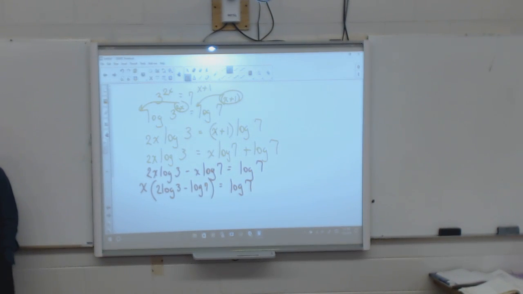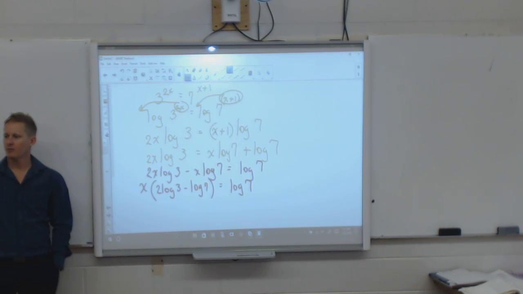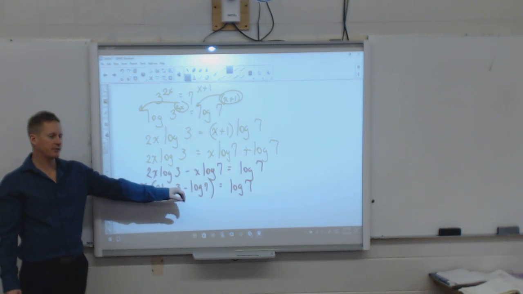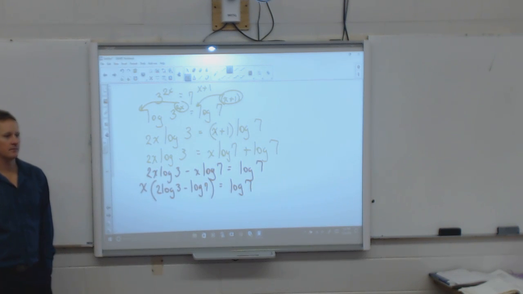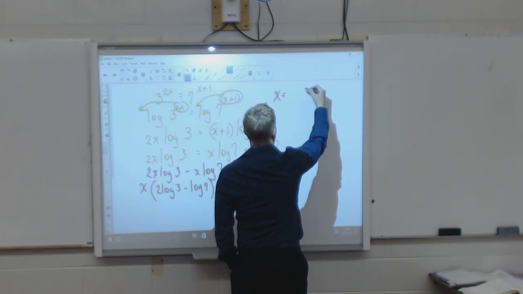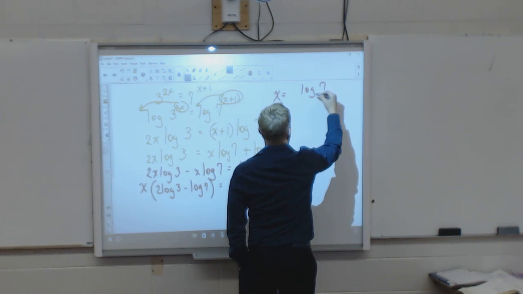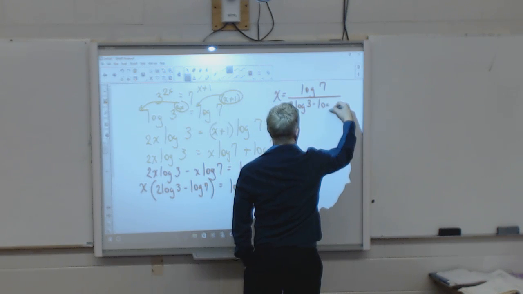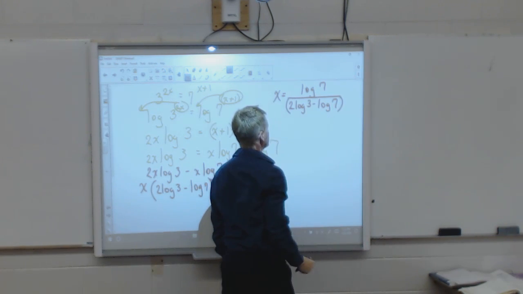Now I have one more step and I'm done. One more step. How do I get x by itself? Divide by what? Yes, it is. I divide by 2 log 3 minus log 7. So let's move it over to this side. Log 7. Okay. 2 log 3 minus log 7. And put that in brackets.